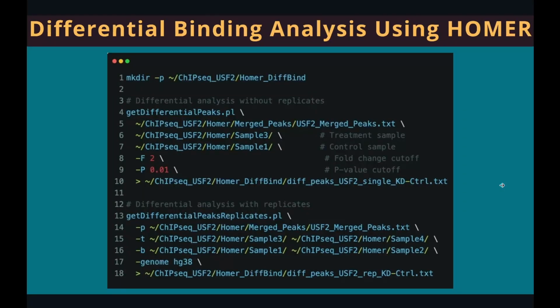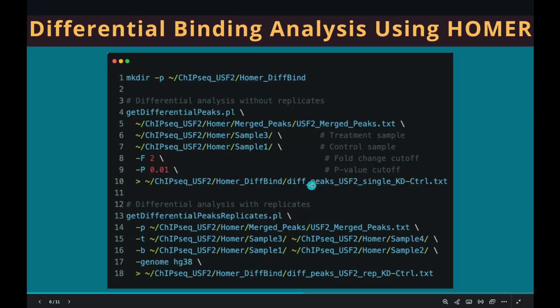If you don't like R, here is a shortcut for doing differential binding analysis using HOMER. We can use the getDifferentialPeaks replicates.pl function from the HOMER package. The input of this function is a merged peak file from our previous step. -T to specify the tag folders of the samples from the treatment group. -B to specify the tag folders of the samples from the control group. Specify the genome. The output is the differential peak file.